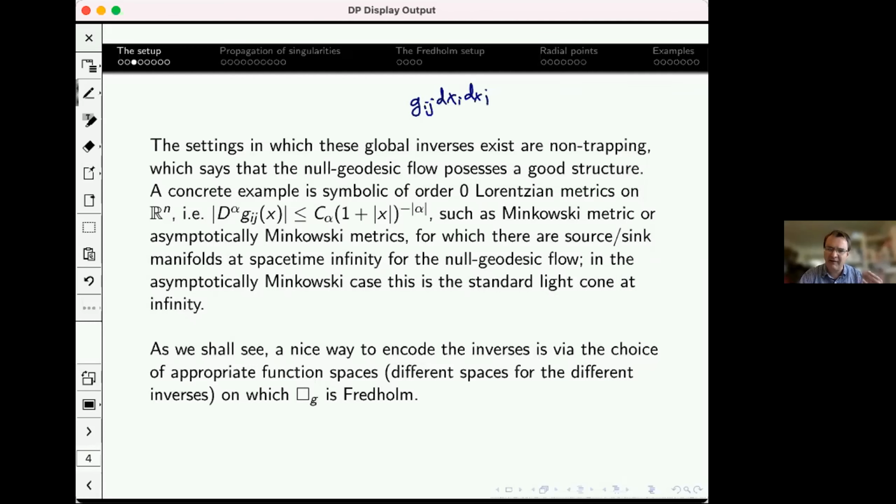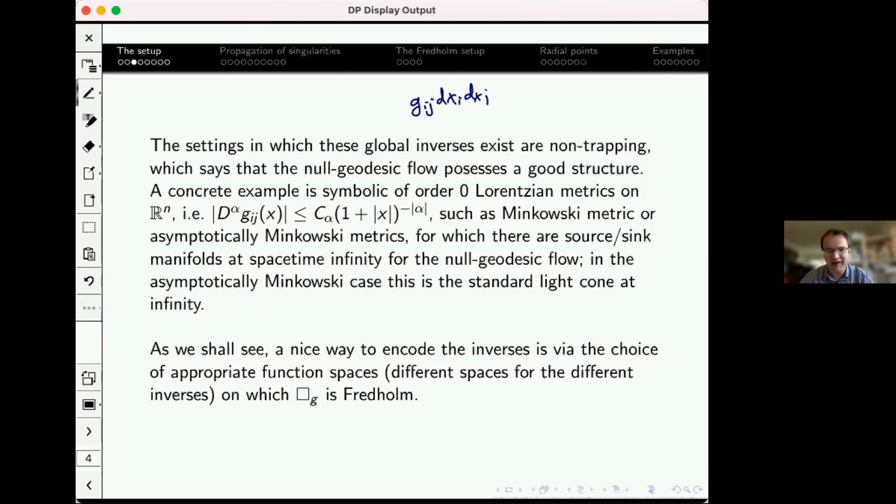In the concrete Minkowski or asymptotically Minkowski case, you're supposed to be thinking about everything in phase space, so in the cotangent space, and the sources and sinks will be somehow along the light cone at infinity in phase space. Again, I will be more concrete in a little while. I just want to give some examples. I'm not just talking about Minkowski space. There are various generalizations of this; this is one direction.